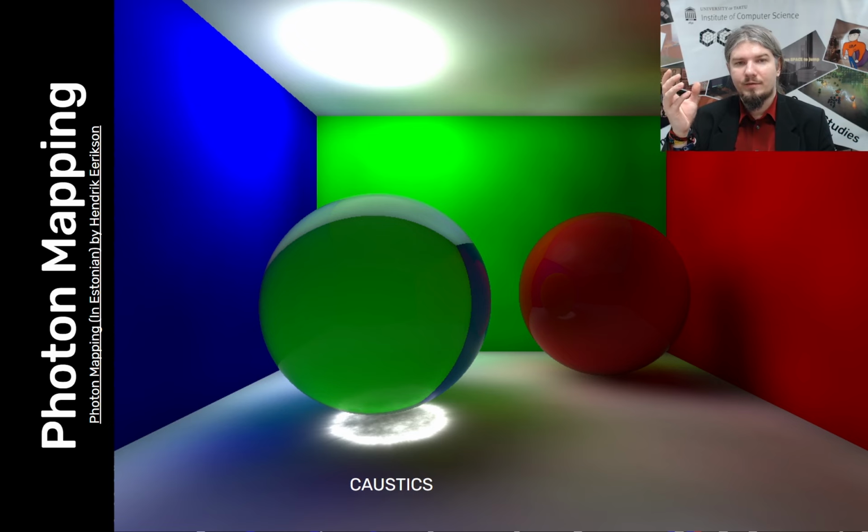Or if you have a glass of water, or even an empty glass, then light still hits it, refracts, and then creates these interesting focused patterns on the glass or on the surface that it's on. And this is actually where photon mapping is really useful. It can be used independently for just calculating the caustics.